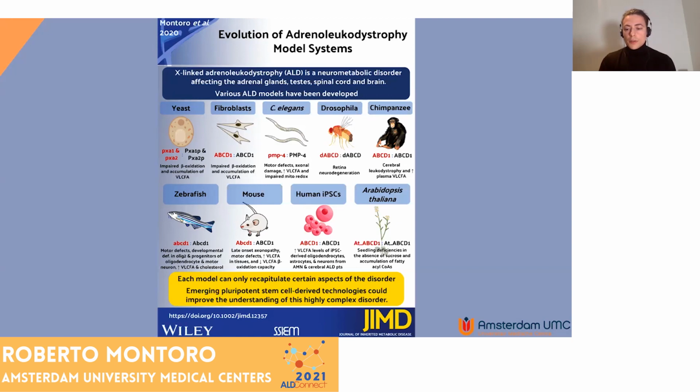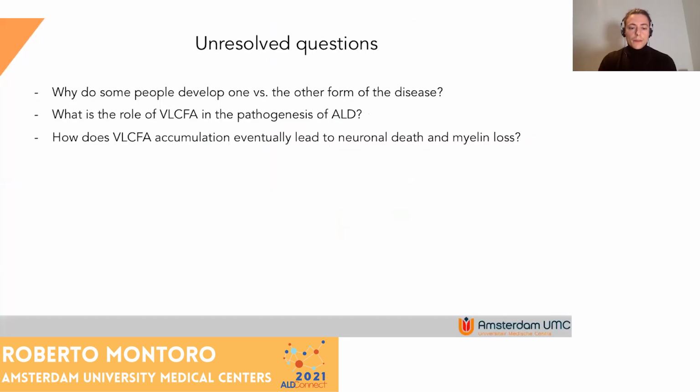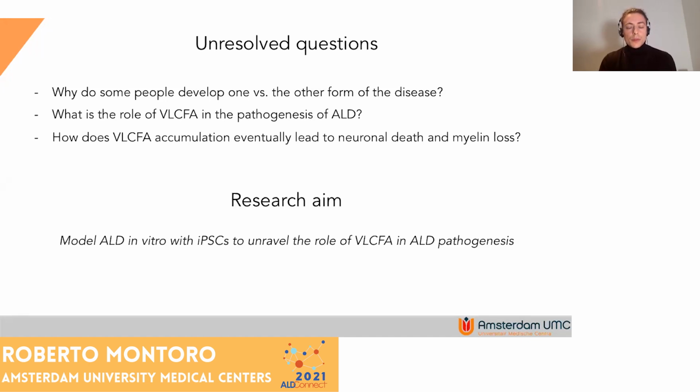The idea with this project is to exploit this technology, which I will introduce in a minute, to answer some of the questions that we still do not understand. Some of these are why some people develop one versus the other form of the disease. We also don't fully understand the role of these very long-chain fatty acids in the pathogenesis of ALD, or how their accumulation leads to neuronal death and myelin loss. That's where my research aim comes in, which is to model ALD in vitro using iPSCs to understand the role of very long-chain fatty acids in ALD pathogenesis.